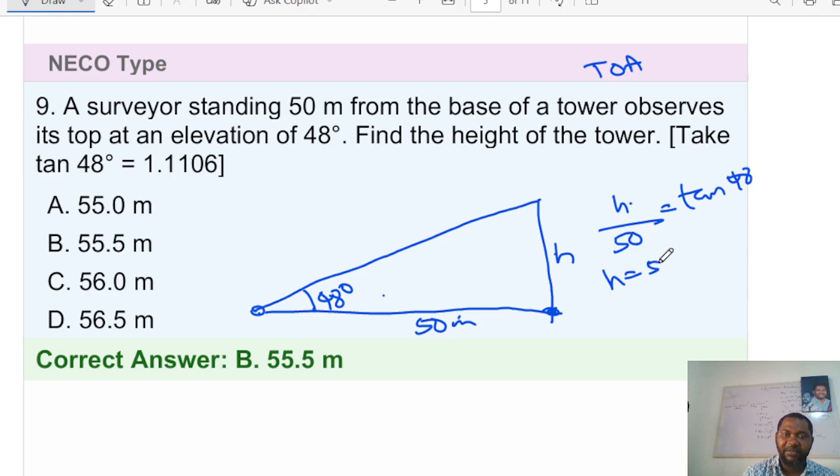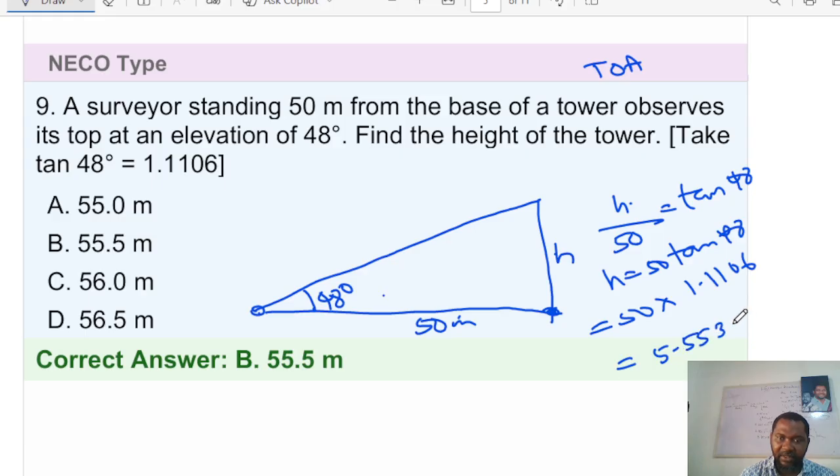So h is going to be 50 tan 48, which is 50 times 1.1106. If you do that, you are going to get 55.530. 55.5 is the best answer here.